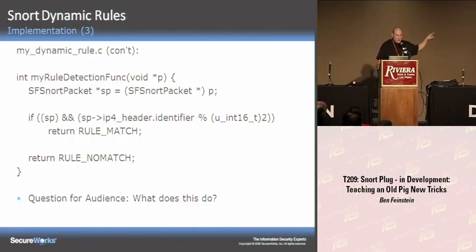So what is this little, I don't know if I'll let the SourceFire guys answer this question, but what does this little C snippet do, this callback? You get a packet structure, I cast it to an SF Snort packet, and I have this if statement, and I'm going to match on the if.